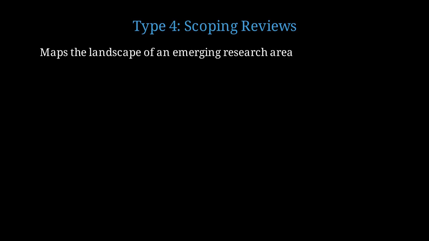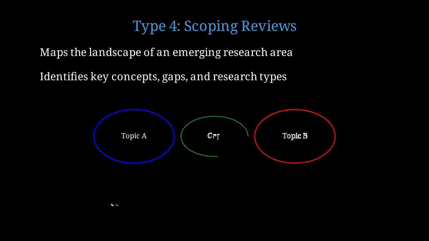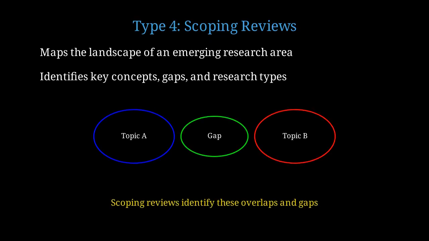This is useful for emerging or interdisciplinary fields. Scoping reviews map the landscape of an emerging research area without necessarily evaluating quality. The goal is to identify key concepts, gaps in knowledge, and the types of research being conducted. Scoping reviews help us visualize the research landscape, showing where topics overlap and where gaps exist that need exploration.